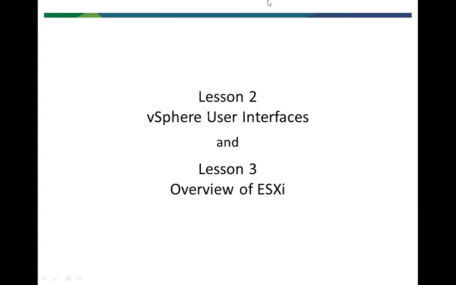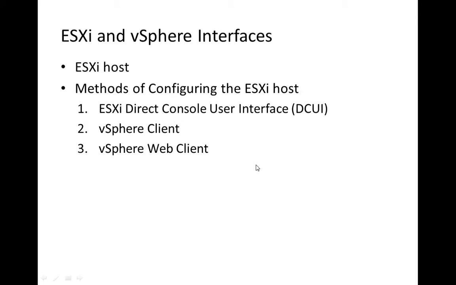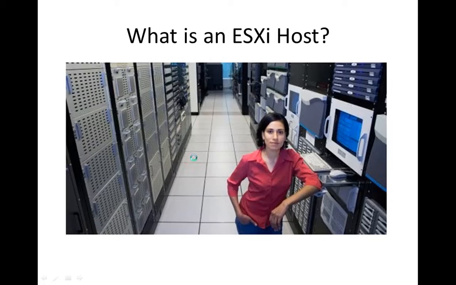Now let's move on to lessons 2 and 3, which we do at the same time because there's so much overlap. In this section, we are going to look at an ESXi host and the 3 methods of configuring an ESXi host: the Direct Console User Interface, the vSphere client, and the vSphere web client.